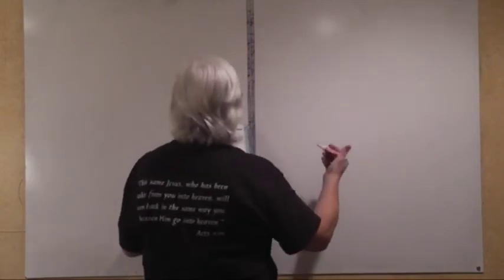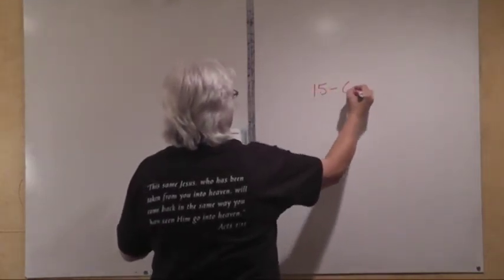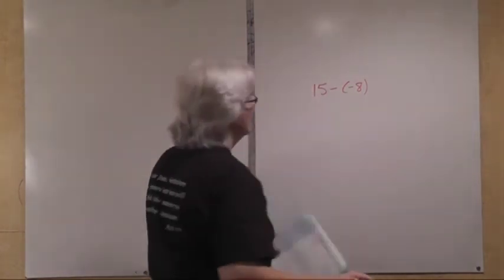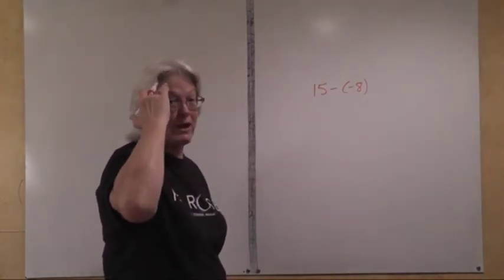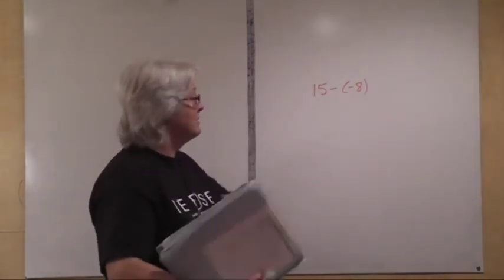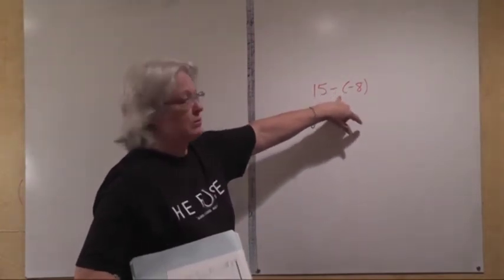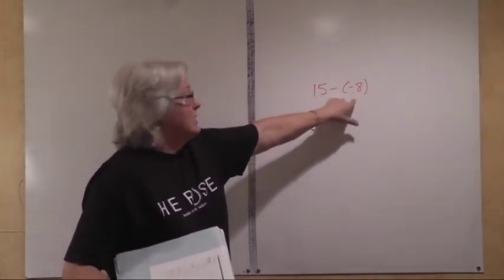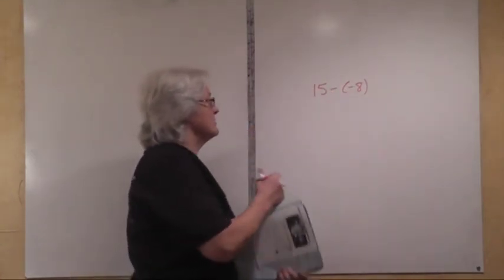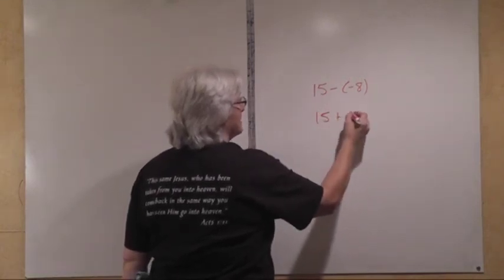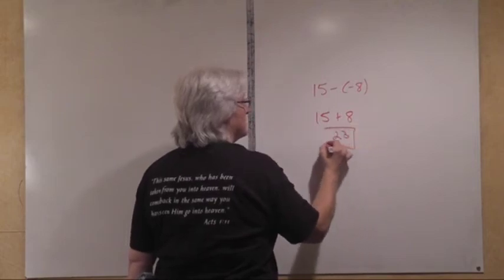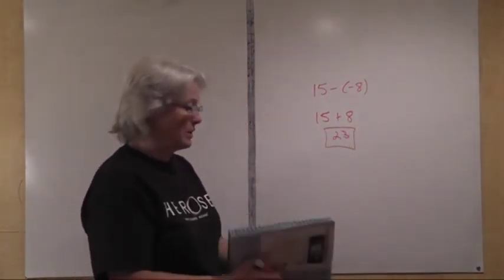Let me do an easy one first. 15 minus a negative 8. Your instructions here simply say subtract. Minus a negative is to add, but some of you have already learned that. But let's say I'm still struggling a little bit, or I'm just beginning to learn how to subtract negative numbers. Subtraction is the same as adding the opposite. 15 plus the opposite of negative 8 is a positive 8. So your solution is 23.